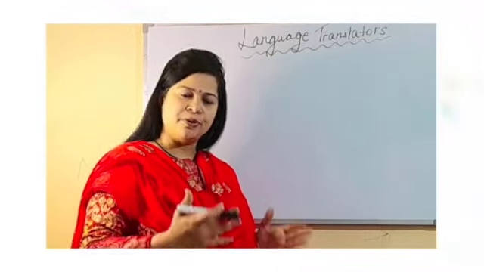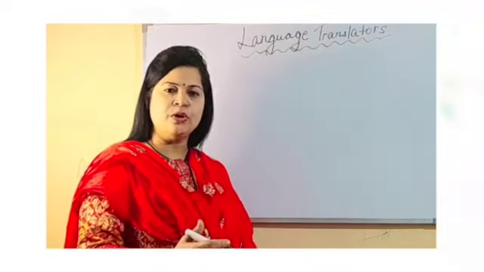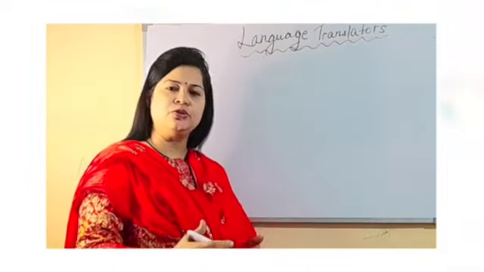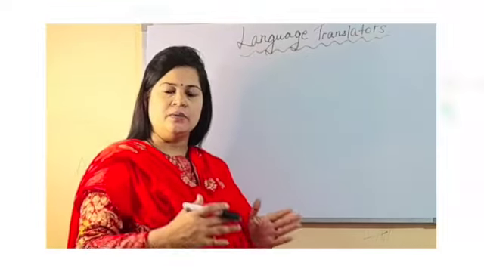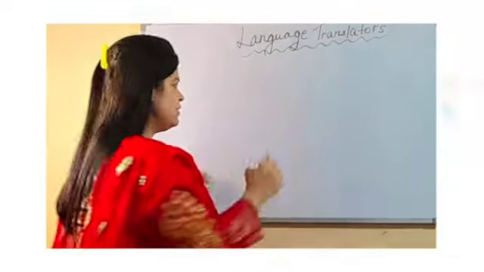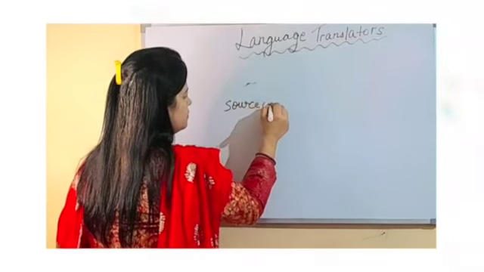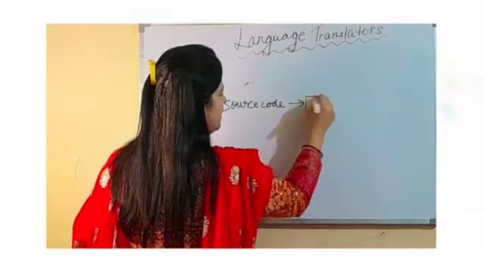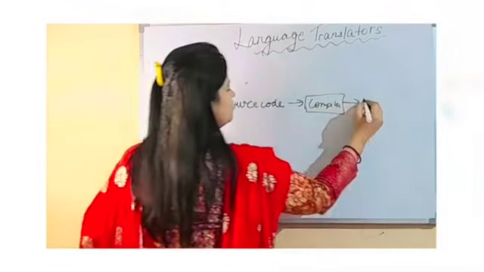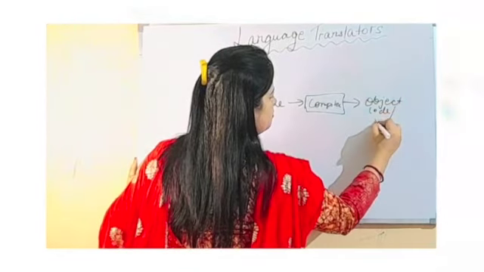A compiler is a program that converts a program written in source code into machine code, or you can say source code into target language or binary language. So a compiler converts high level language into machine code. Now just see, it's our source code, and the compiler converts it into object code. You can say machine code also.